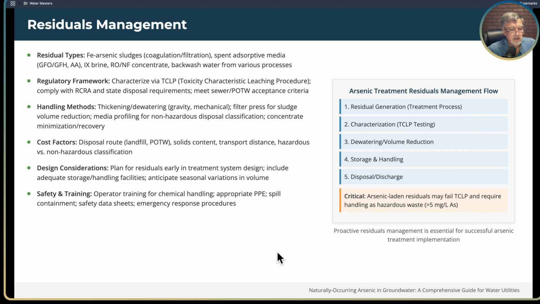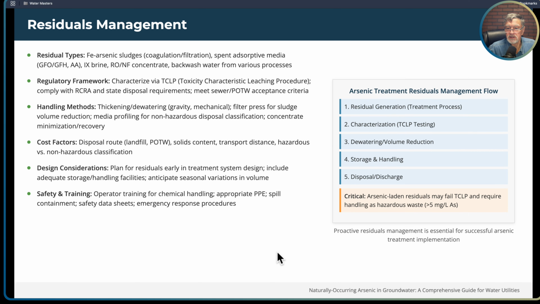So, design considerations, we want to look at that. And you're going to have to anticipate seasonal variations in volumes and seasonal variations potentially in arsenic concentrations, even. Sometimes fluctuating water table levels can concentrate or dilute the arsenic concentrations as well. So, safety and training, when you're dealing with hazardous materials, obviously the operator training is going to have to go up a notch, and they're going to have hazardous materials training and understand how to deal with this stuff.